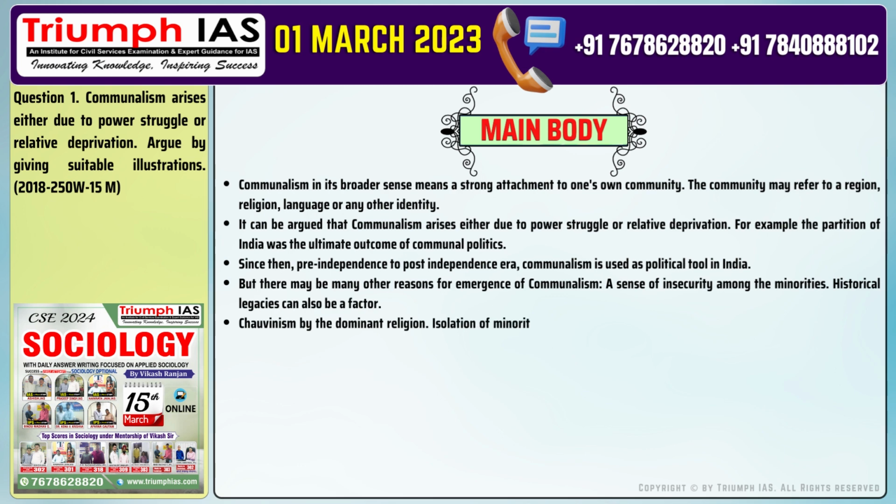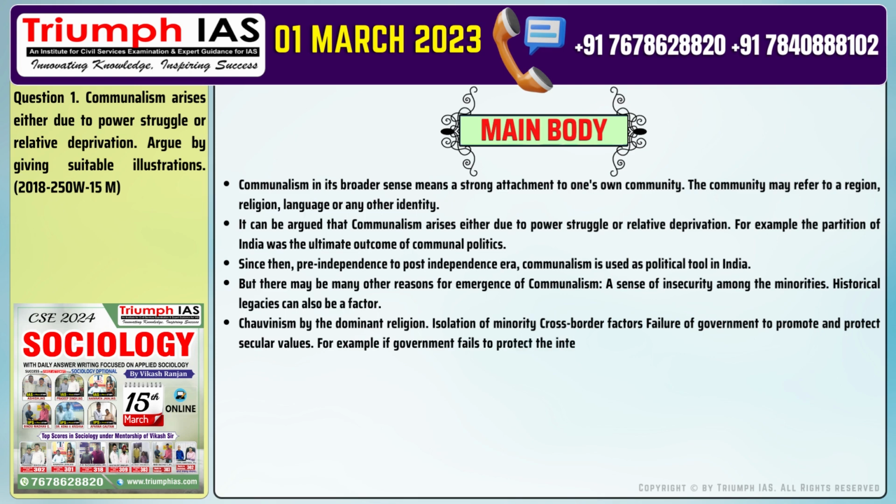Number 5. Chauvinism by the dominant religion, isolation of minority, cross-border factors, failure of government to promote and protect secular values. For example, if government fails to protect the interest of minority communities in India, they are vulnerable to be lured by the communal elements into their fold.